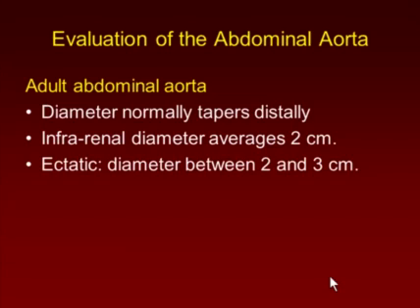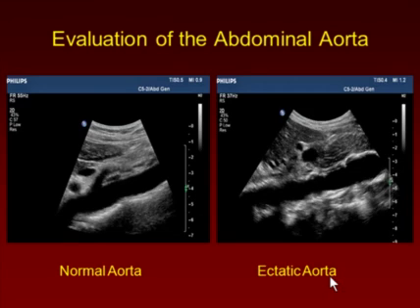The adult abdominal aorta normally tapers as it traverses distally. It is normally about 2 centimeters in diameter. When ectasia is present, the diameter may range between 2 and 3 centimeters. So let's look at what this looks like. A normal aorta has smooth walls. You can see the takeoff there of the superior mesenteric artery and the abdominal aorta tapering as it traverses distally.